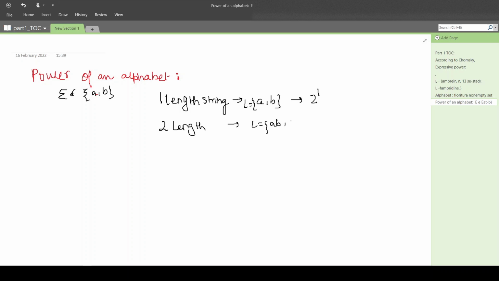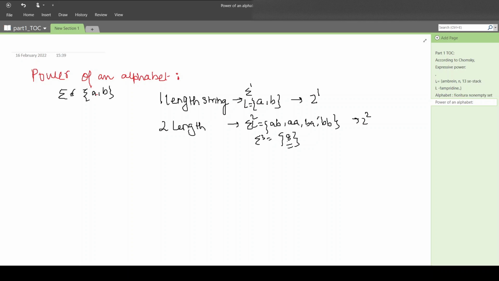aa, ab, ba, bb. Yes. How many strings? 2 to the power 2, that is 4. Likewise, when it's about three length string, sigma to the power 3, it is what? It was sigma to the power 1, it was power 2. Sigma to the power 3, 8, it will be there.